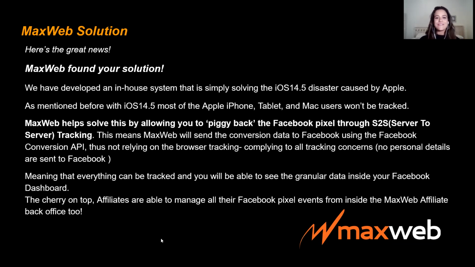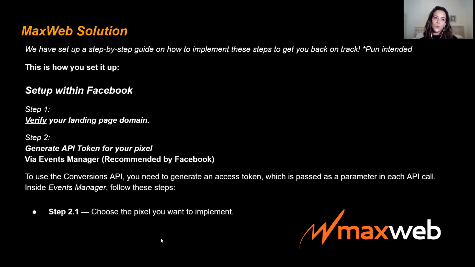As mentioned before, with iOS 14.5 most Apple iPhone, tablet, and Mac users will not be tracked. MaxWeb helps solve this by allowing you to piggyback the Facebook pixel through S2S, or server-to-server tracking. What this means is basically MaxWeb will send the conversion data to Facebook using the Facebook Conversions API, thus not relying on the browser tracking. Complying with all tracking concerns, no personal details are sent to Facebook, meaning that everything can be tracked and you will be able to see the granular data inside of your Facebook dashboard. And the best part of it all: as a MaxWeb affiliate, you can manage all of your Facebook pixel events from inside your MaxWeb affiliate back office too, which is pretty darn cool.